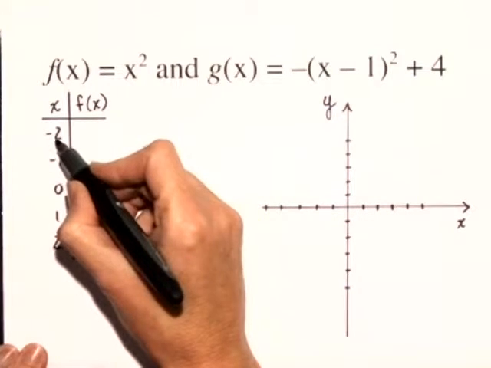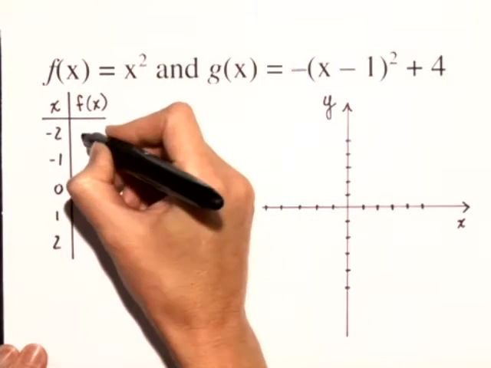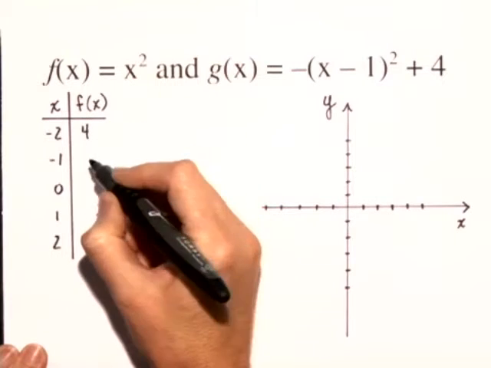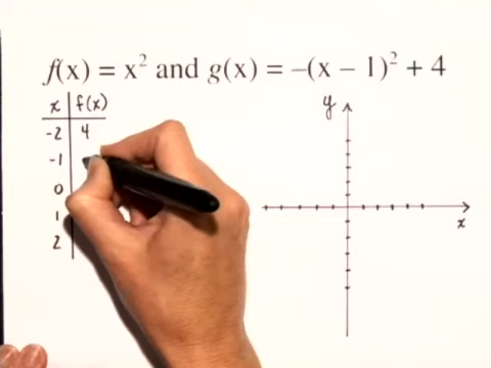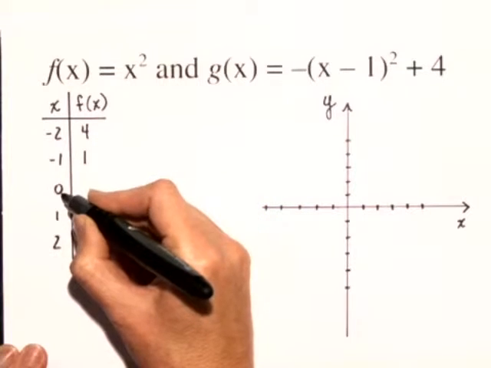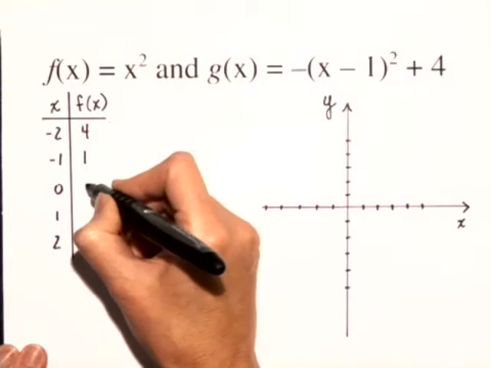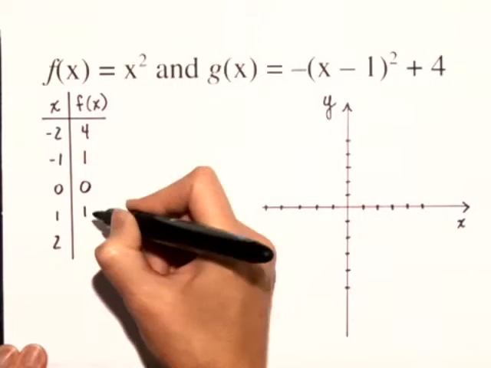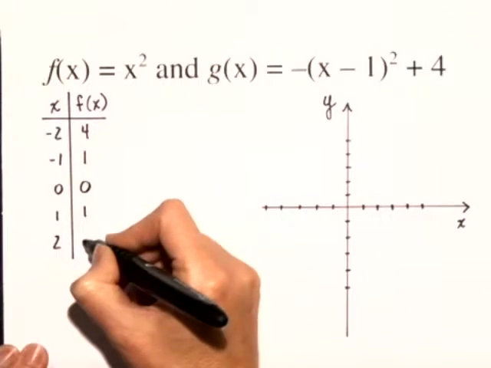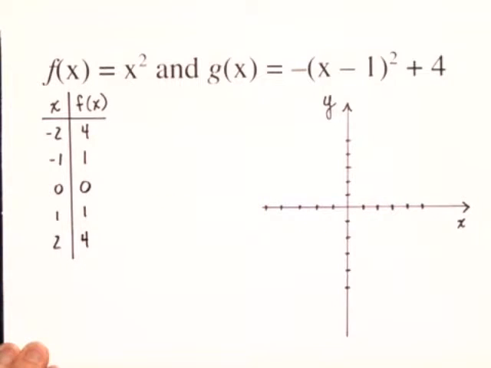So first, we have f of x is equal to x squared, and this is our base parabola function. So we know when we substitute -2 in for x, we get 4 for our f of x. When we substitute in -1, quantity squared gives us 1. When we substitute in 0, 0 squared gives us 0. When x equals 1, 1 squared gives us 1. And when x equals 2, 2 squared gives us 4.